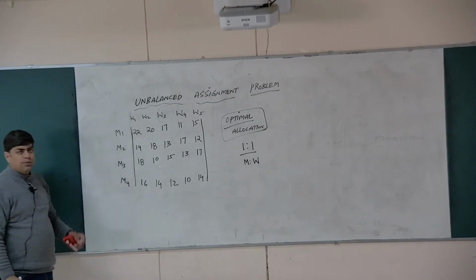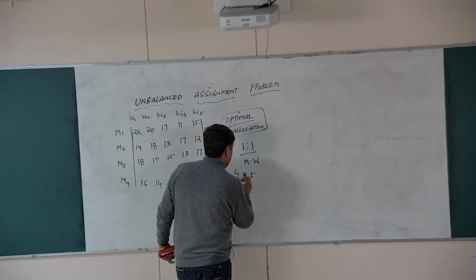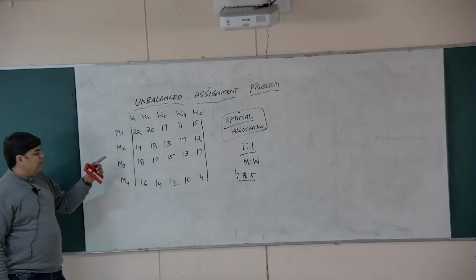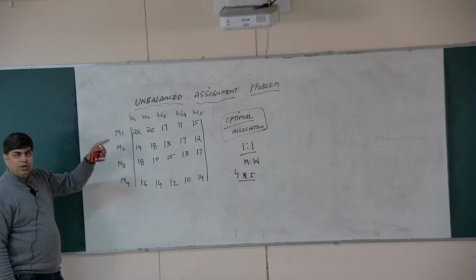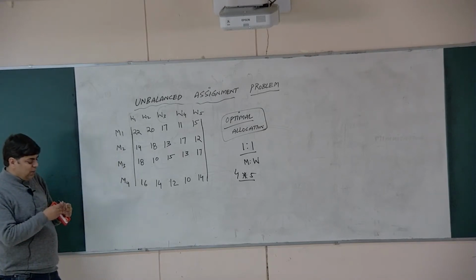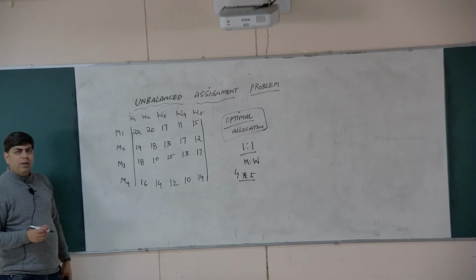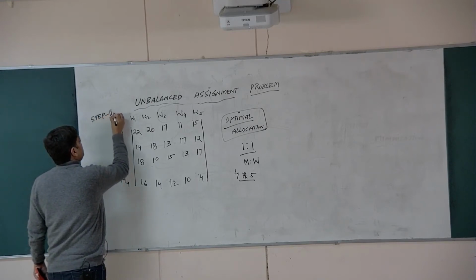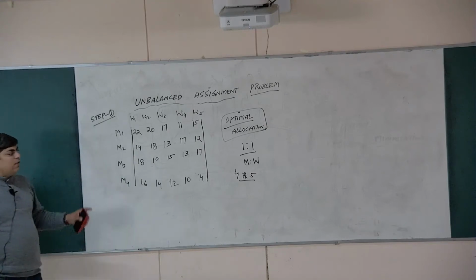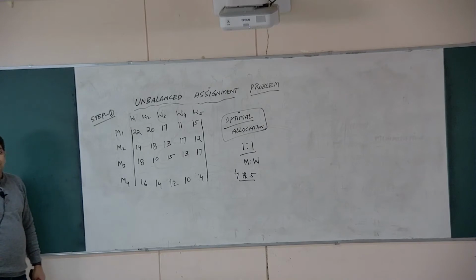But this is your unbalanced problem. Why? Because this is a 4x5 problem. You have 4 machines, M1, M2, M3, M4 and 5 workers, W1, W2, W3, W4 and W5. So first of all, our step is to convert this unbalanced problem into a balanced assignment model problem. So this is our step 1. That is what is given in the problem. Now we will convert this to the balanced form, that is converting the unbalanced matrix into the equivalent balanced matrix.